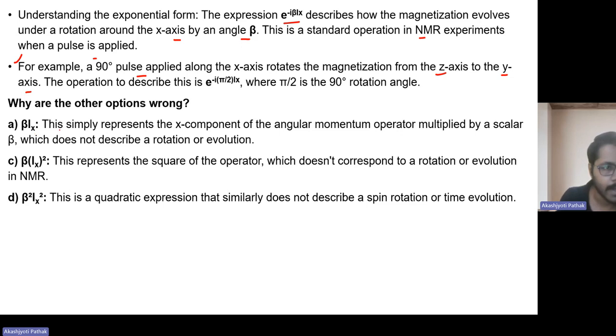Now, why are the other options wrong? We should also understand that. This beta Ix simply represents the x component of the angular momentum operator multiplied by a scalar beta. So this does not describe a rotation or evolution. This is entirely wrong. Now, the C option was beta Ix whole square. This represents the square of the operator.